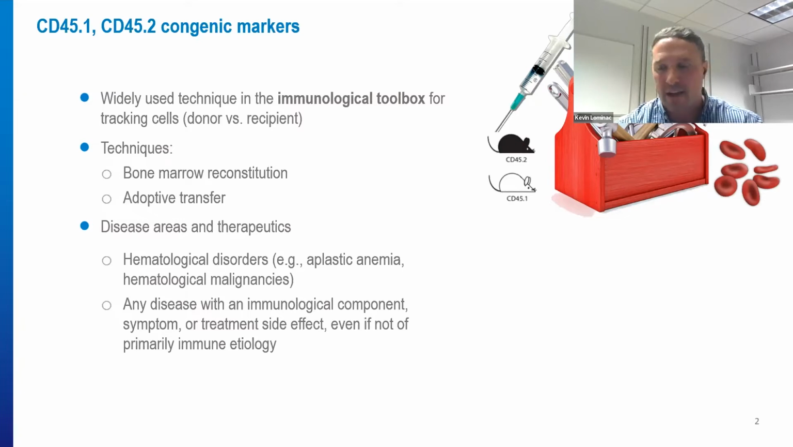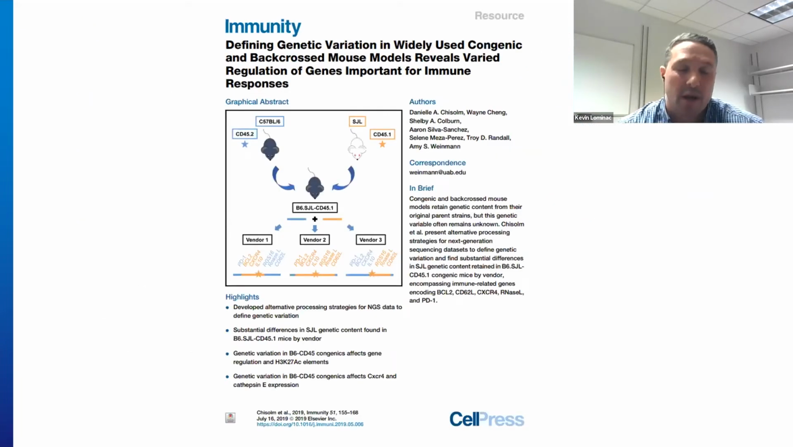And so we identified a good opportunity to leverage that tool set and make something better for the community to use. So what do I mean by better? There was a paper recently, I think 2-3 years ago, from the lab of Amy Weinman at the University of Alabama. That paper is Chisholm. Oh, good, you got it.